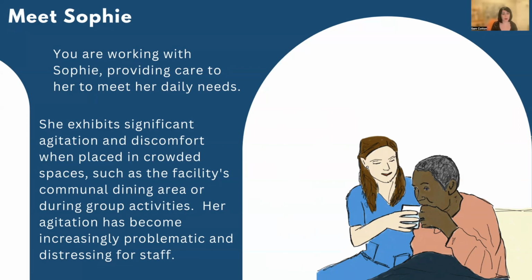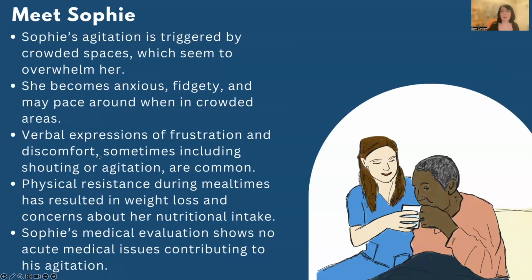And over time, her agitation has become increasingly problematic and distressing for staff, but also for Sophie as well. She's starting to act out towards not just the staff who are working with her, but also around the other residents who are part of those various activities as well. So this is really a challenging situation. Her agitation is really triggered by these crowded spaces. She seems to become very overwhelmed and disoriented anytime she's put into a group situation.